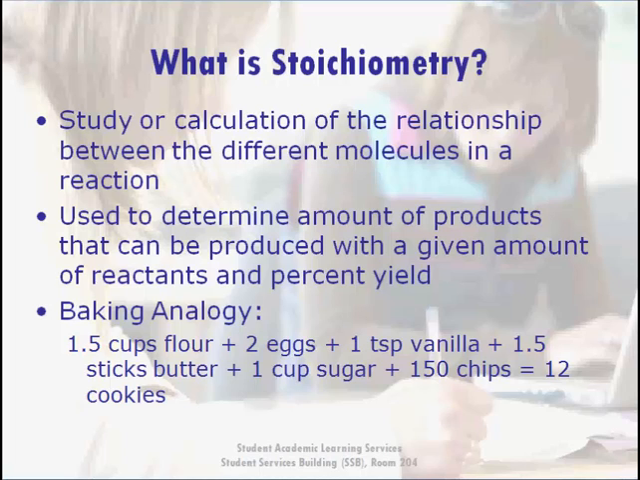Stoichiometry, though it sounds like such a big, scary word, is essentially just the study or calculation of the relationship between different molecules in a reaction. The purpose for using stoichiometry is to calculate things like the amount of products that can be produced with a given amount of reactants, or also to find the percent yield.